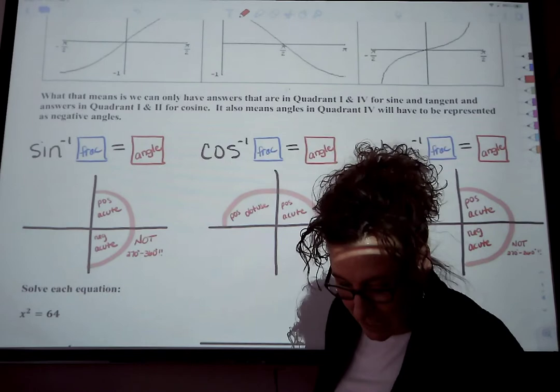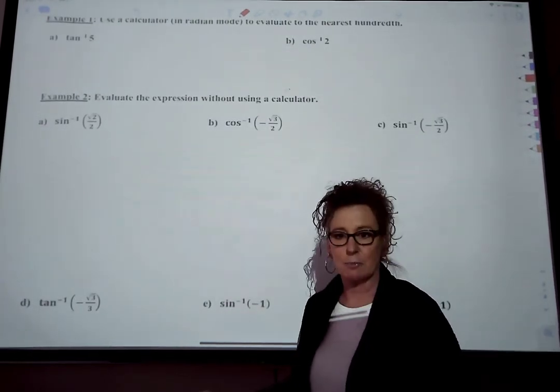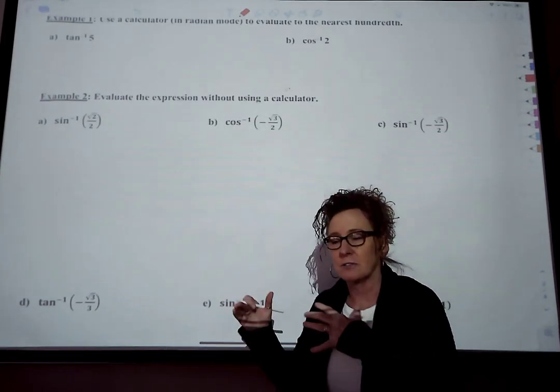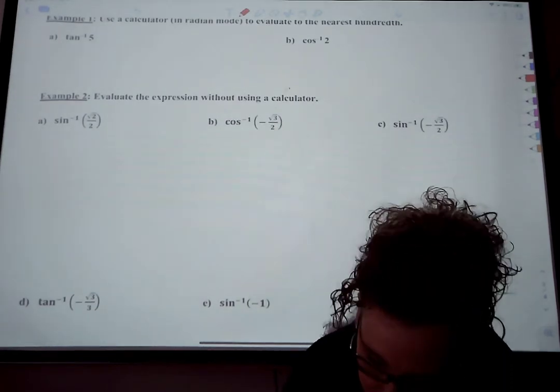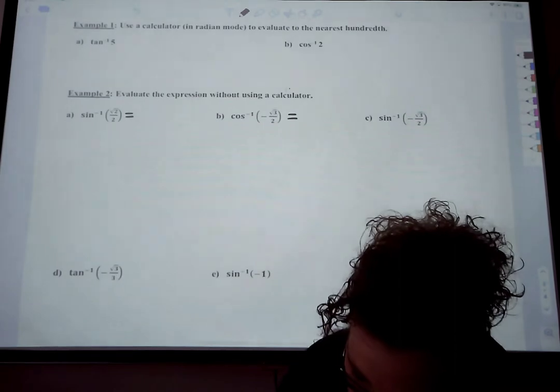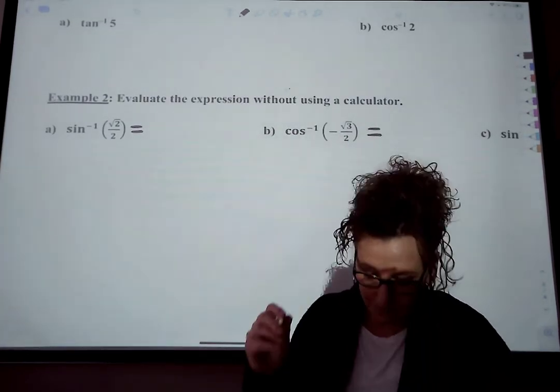Now, I think I want to just start off with some straight up inverse problems so that you kind of get the hang of it. And then I'll throw some other stuff out at you. Let's just have you kind of get the hang of it at first. So, equals. This is where you're going to use a marker.